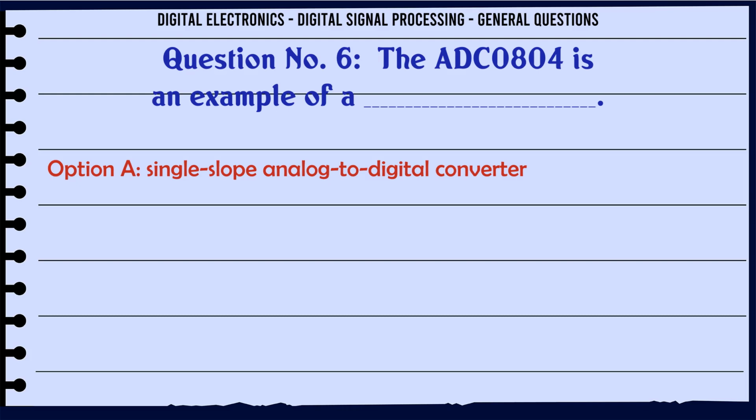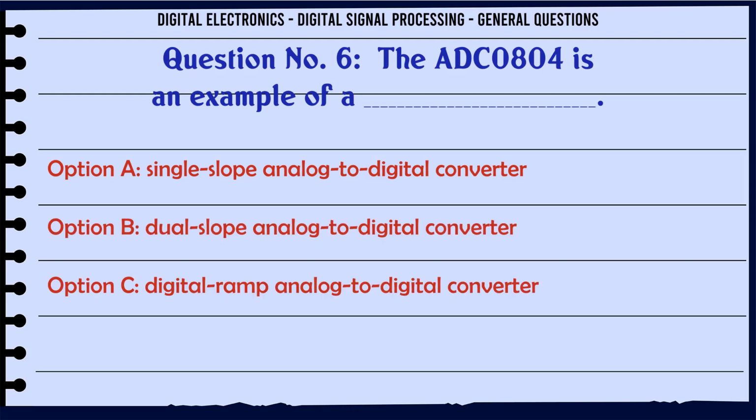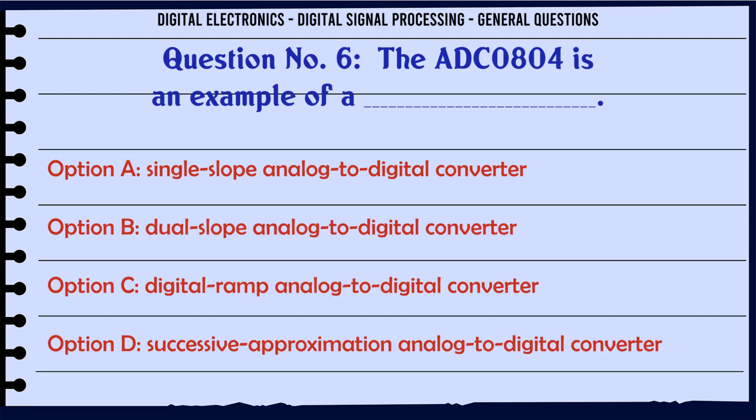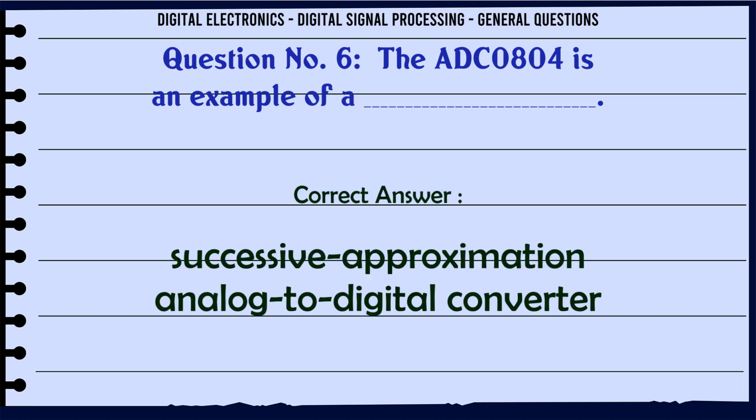The ADC0804 is an example of A. Single-slope analog to digital converter, B. Dual-slope analog to digital converter, C. Digital ramp analog to digital converter, D. Successive approximation analog to digital converter. The correct answer is successive approximation analog to digital converter.